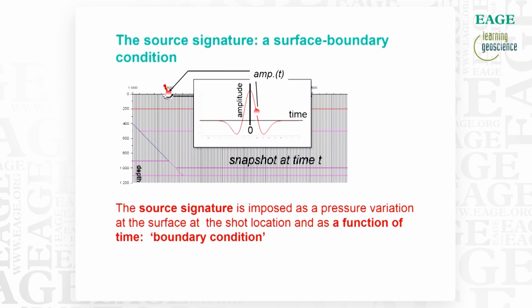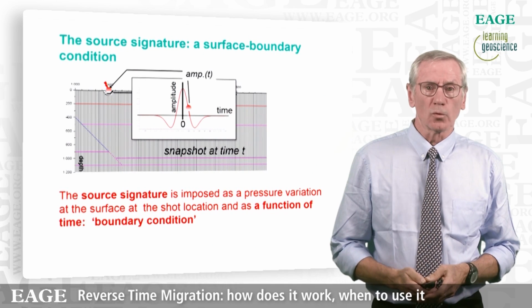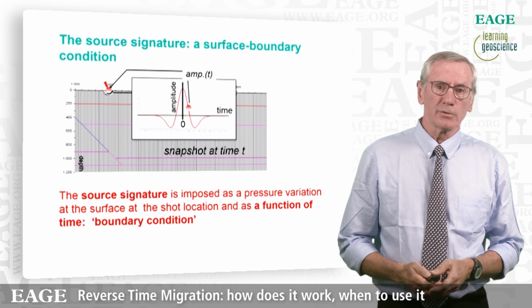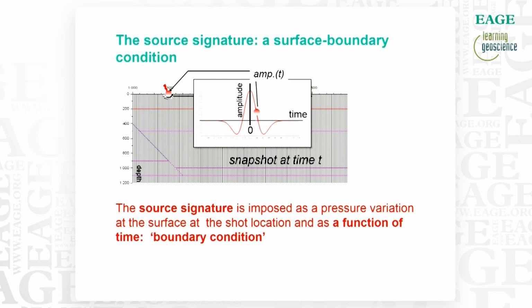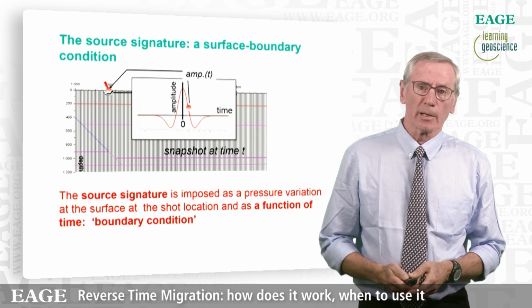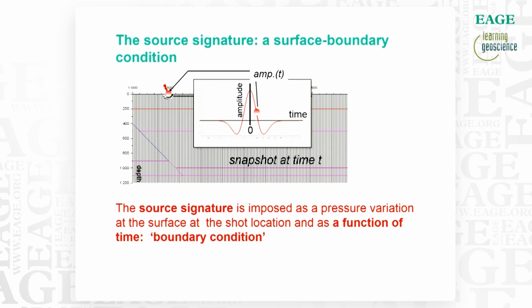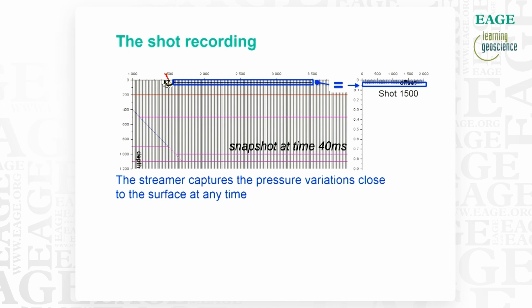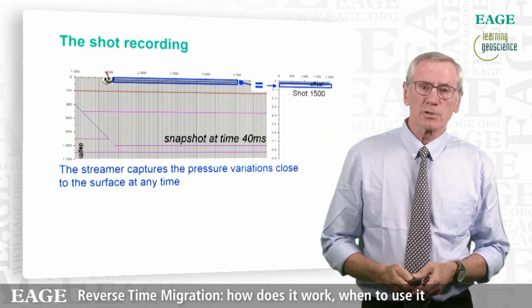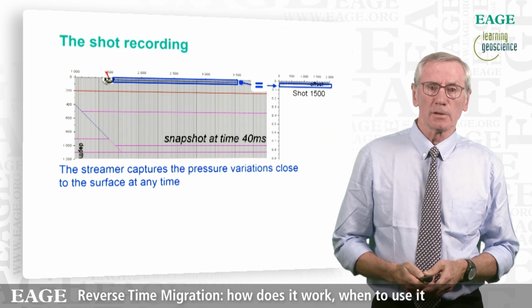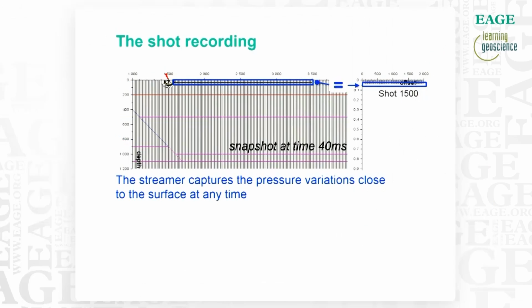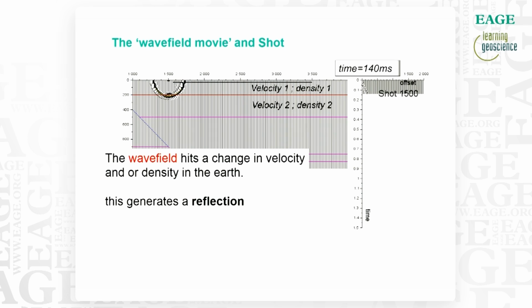To emulate the source, we numerically impose the wavefield to be equal to the signature amplitude at each time step at the shot location. This is a surface boundary condition. Here I take a zero-phase signal, as it's often the case in real life. At the same time, we can capture the wavefield at the streamer location, emulating in this way the actual shot recording. Let the movie develop and the wavefield expand, and we stop it at 140 milliseconds.